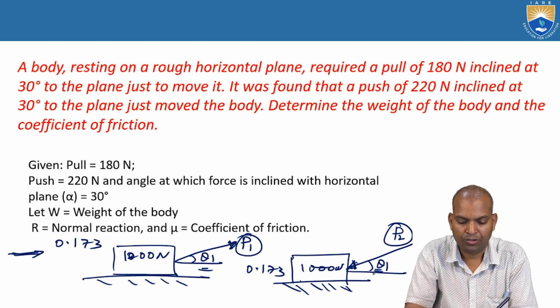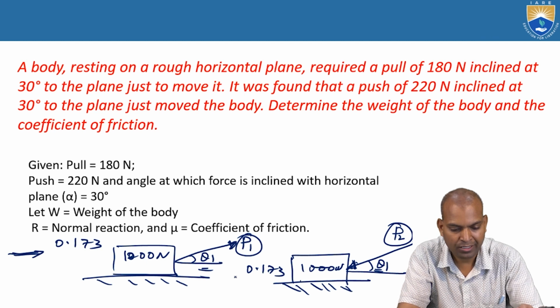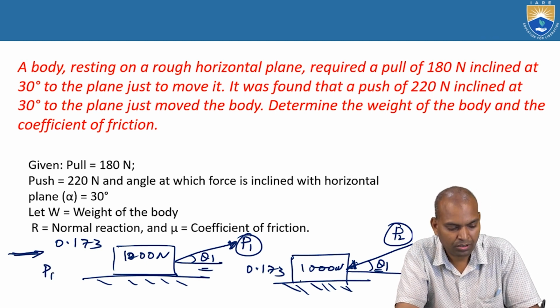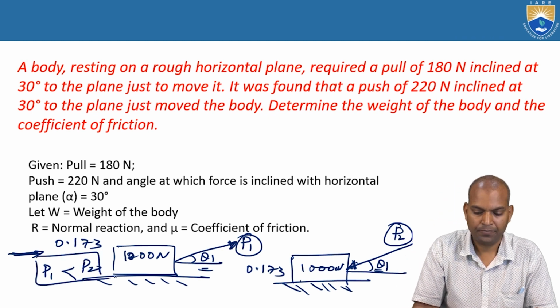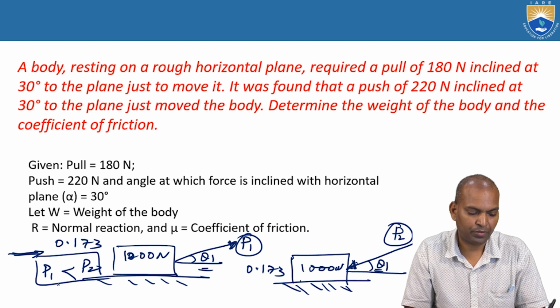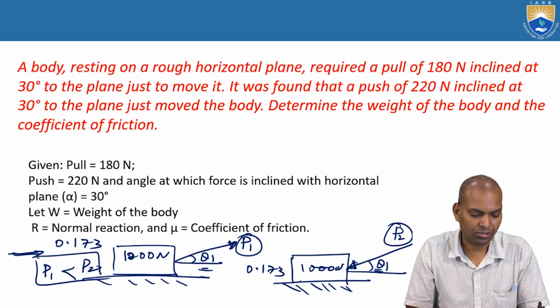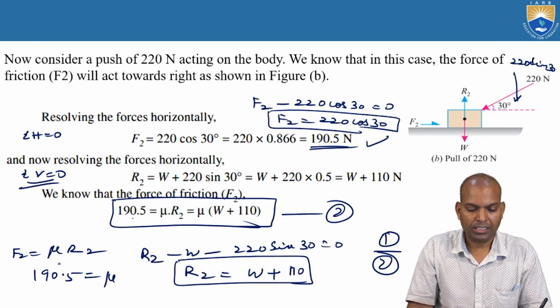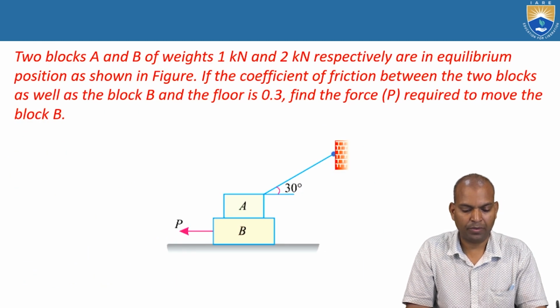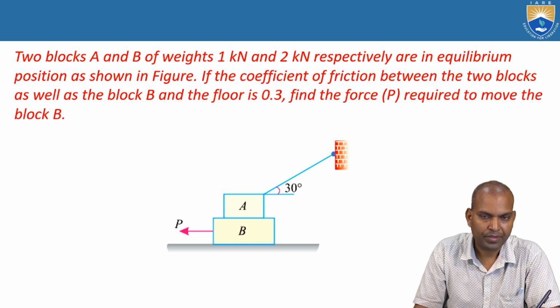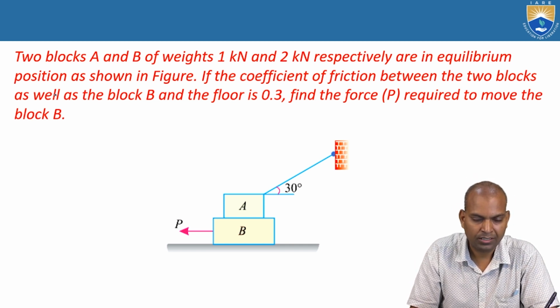You can observe what is required. From the previous case study we have already solved, P1 should be less than P2. After finding out, you can come to this conclusion. The next problem is very, very important. You can solve it here.